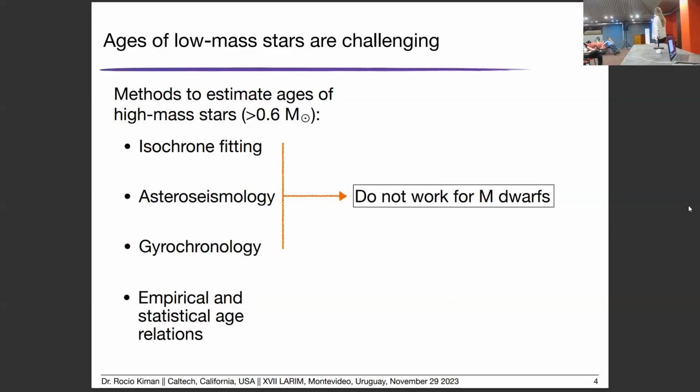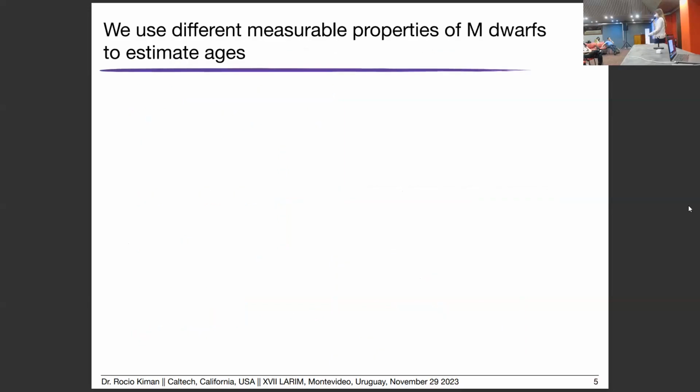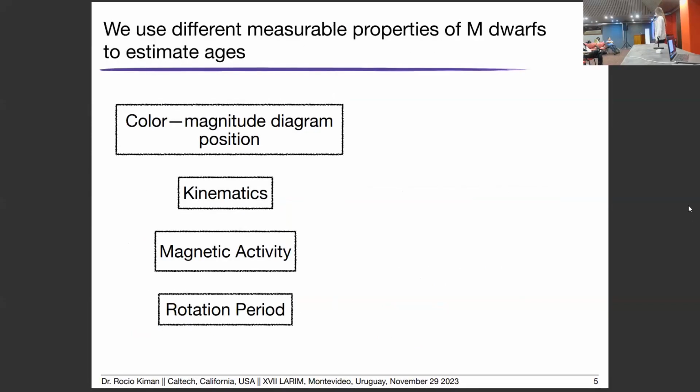So we're stuck with empirical and statistical age relations. And what I mean by that is using age indicators, parameters that we can measure that are related to age, to estimate ages. And those parameters are such as color magnitude diagram position, kinematics, magnetic activity, rotation period, just to name a few. What I normally do is just study how all of these properties evolve with time, and then use those to estimate M dwarf ages. So if you have an M dwarf that you would like to have an age for, please feel free to reach out. But that's not what I'm going to talk about today.